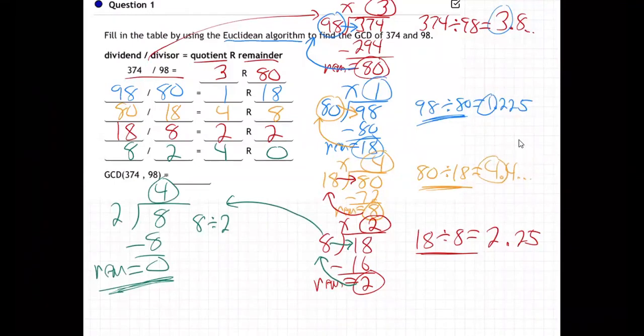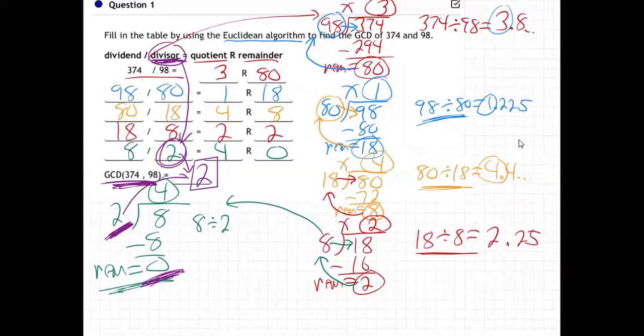Okay, great. We see all that. So what's the answer to the question? What is the greatest common divisor? What's the greatest number that commonly divides into 374 and 98? Well, it's this number right here, which in this case is 2. Why is it that number 2? Because that's the last divisor. Remember, these are all divisors. It's the last number you were dividing by. The greatest common divisor is the last divisor when you got a remainder of 0.